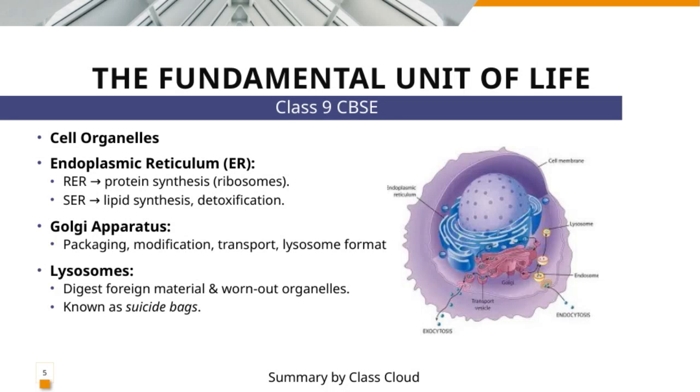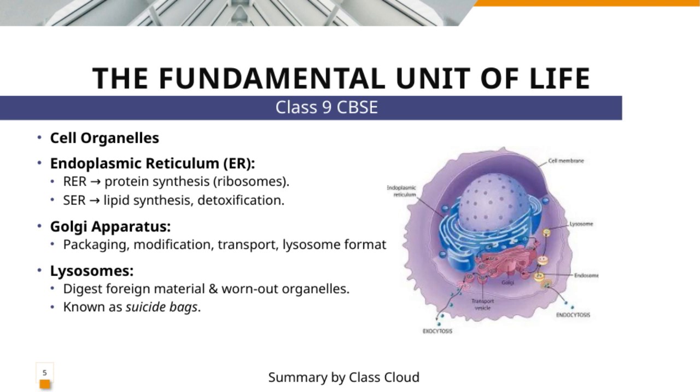Now, let's take a closer look at some important cell organelles. First up is the endoplasmic reticulum, or ER. It has two parts: the rough ER, which is studded with ribosomes and is primarily involved in protein synthesis. These ribosomes are like tiny factories that produce proteins the cell needs. Then there's the smooth ER, which doesn't have ribosomes and is mainly responsible for lipid synthesis and detoxification processes.